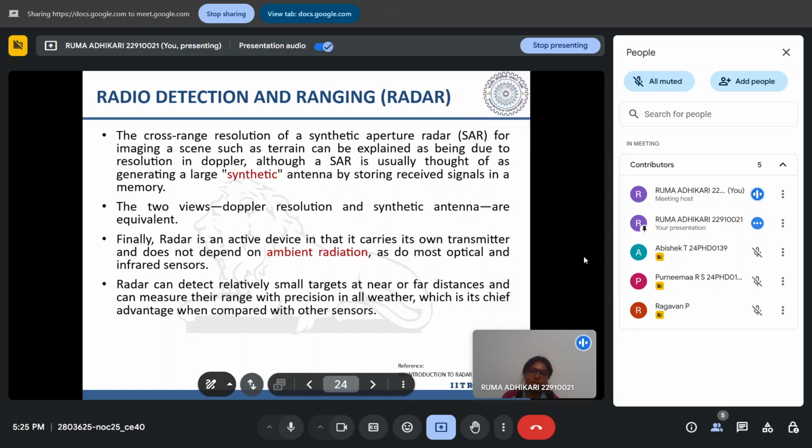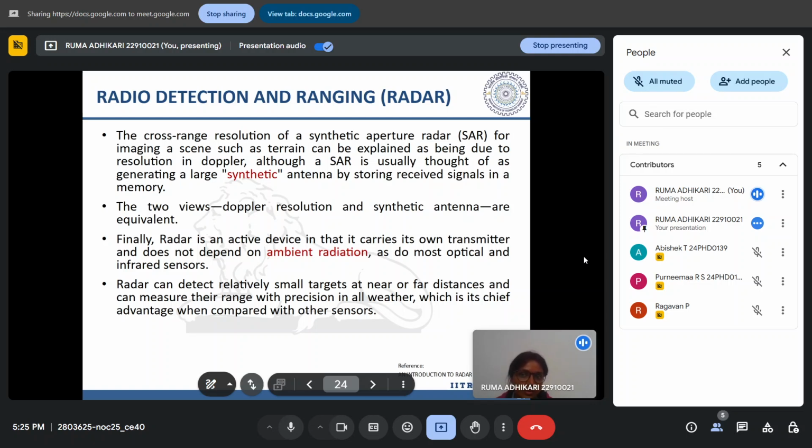So the cross range resolution. The cross range is the direction that is perpendicular to the radar's moving path. That is called cross range. We'll see it in the geometry.